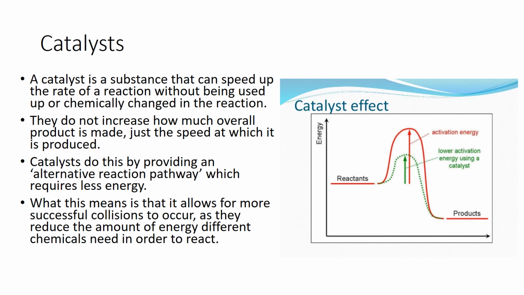So if you look at the diagram on the right there, we've got our reactants on the left, we've got our products on the right, we have our energy on the y-axis, and on the x-axis, although it's not labelled, we would have time or progress of reaction. Now if you look, the energy cost for the reactants to become the products without a catalyst is quite high. So you can see that there is a big hump in that energy graph.